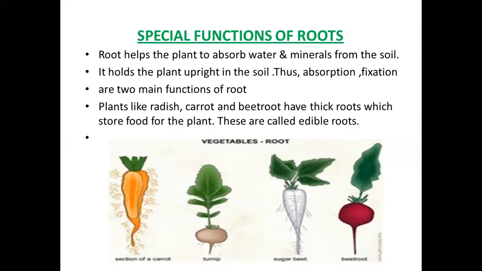Sometimes we get a confusion that these are fruits. These are not fruits. We get these from the soil. We get this carrot, beetroot and radish from underground. So these are the underground roots which store food for the plant and which we use, and it is very useful, nutritious, and it adds variety to the diet. So this is one of the special functions of the roots.